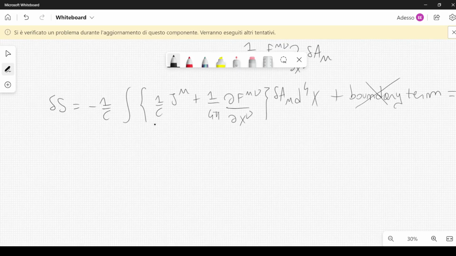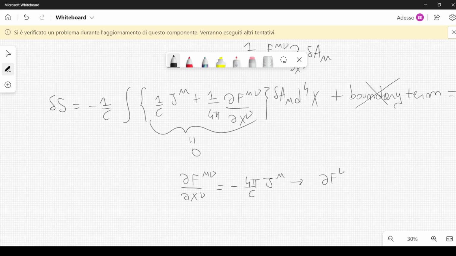Finally, we find that since all these variations here are independent of each other, we can set this equal to 0. And from here we get df mu nu dx nu equal to minus 4 pi over c j mu, which you can also write as df nu mu dx nu equal to 4 pi over c j mu.